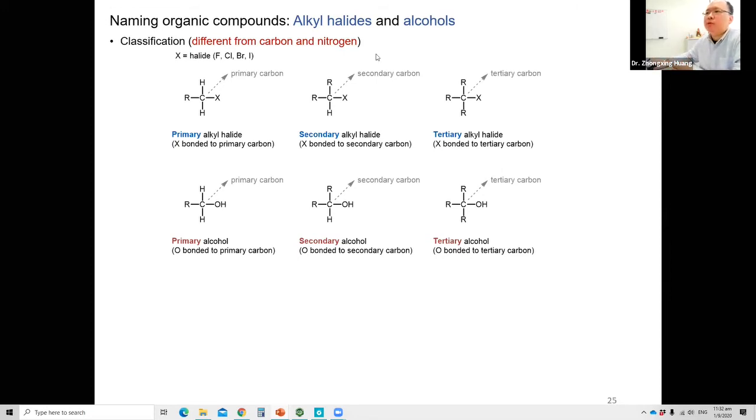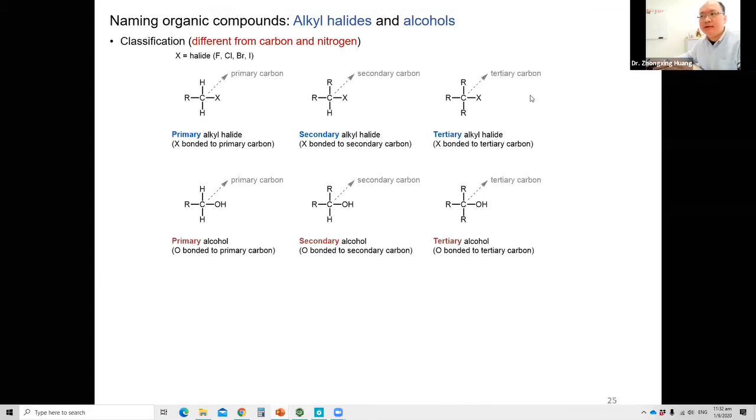When we say it's a primary alkyl halide, it means that the halide X, which is fluoride, chloride, bromide, or iodide, is linked to a carbon. The classification is based on the carbon attached to the halide. If this carbon is a primary carbon, we call this a primary alkyl halide. If this carbon is a tertiary carbon, we call it a tertiary alkyl halide.